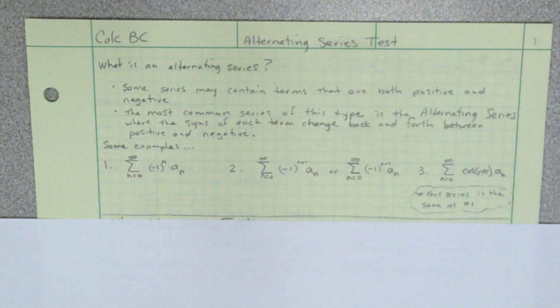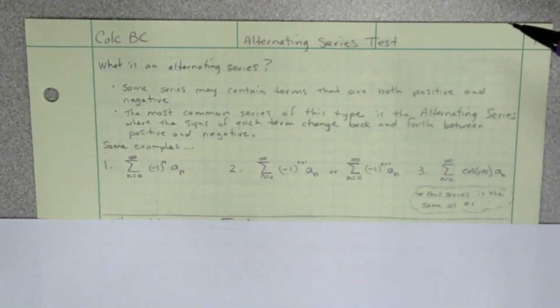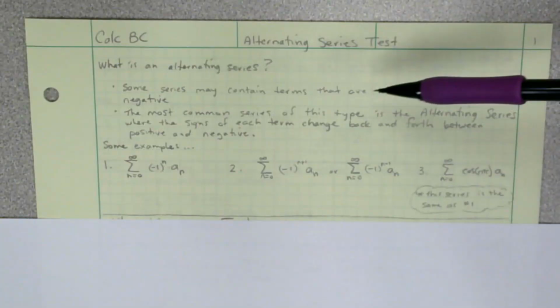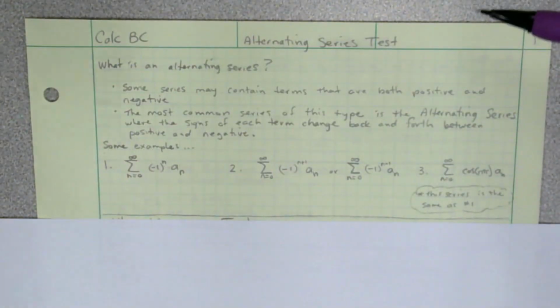This video is on the alternating series test. So what is an alternating series? Some series may contain terms that are both positive and negative. The most common series of this type is the alternating series, where the signs of each term change back and forth between positive and negative.